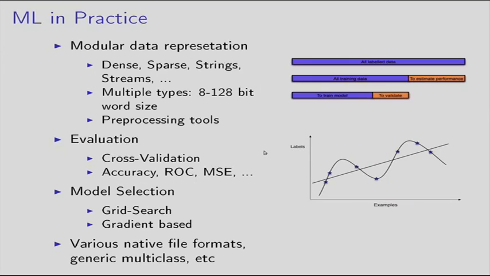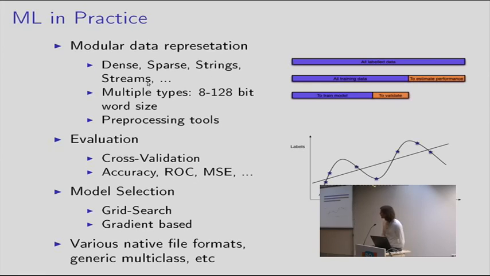You can do this with the toolbox. So you can have different representations of data, like dense matrices, sparse data, strings, collections of documents, data streams. That's quite nice. And that's kind of a unique feature of our toolbox, that we can just handle all these under a unified framework. There are different data types, there are pre-processing tools, there are methods to evaluate your algorithms, to tune the parameters and all this. So it kind of comes all included to make your life easier.